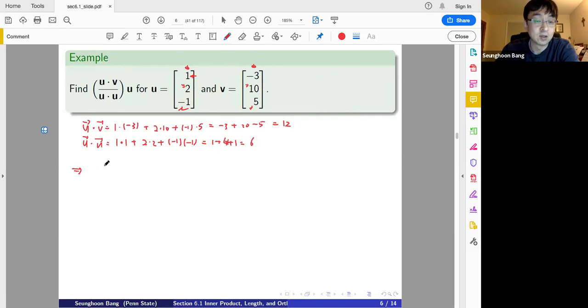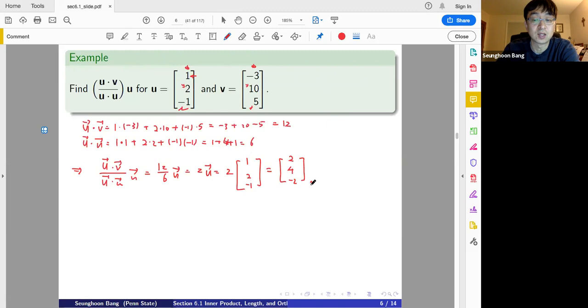So what is u dot v over u dot u times vector u? It is 12 over 6 times vector u, which is 2 times vector u, which is 1, 2, negative 1. You can distribute 2 to each entry: 2 times 1 is 2, 2 times 2 is 4, 2 times negative 1 is negative 2. So that's it. This is the answer.